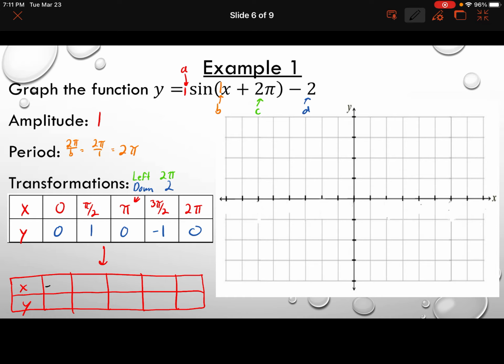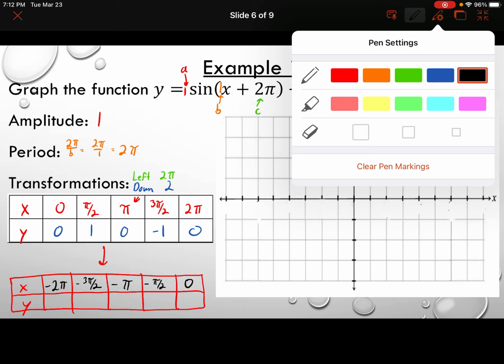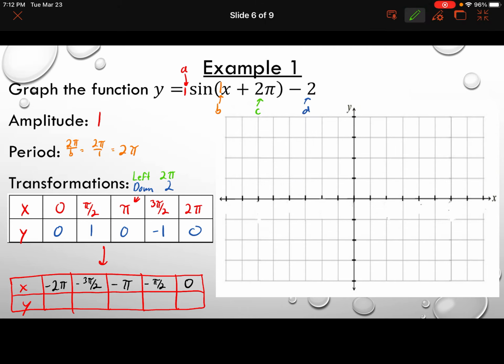So the new x values become negative 2 pi, because 0 minus 2 pi is just negative 2 pi. 0 is going to be at the end there, because 2 pi minus 2 pi is just 0. We're going to end up with negative pi, because if you have pi and you subtract 2 pi, you end up with negative pi. Negative pi over 2, and then negative 3 pi over 2. So those are going to be your 5 new x values based upon shifting them left 2 pi.